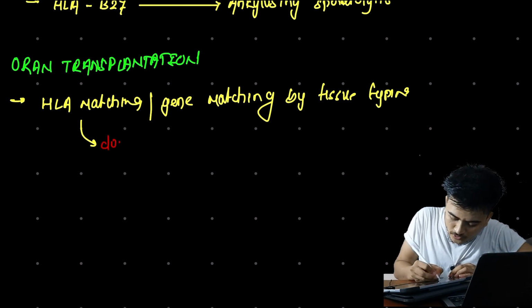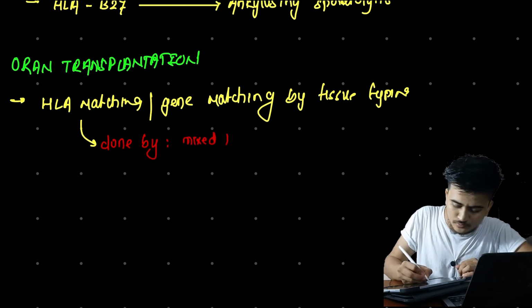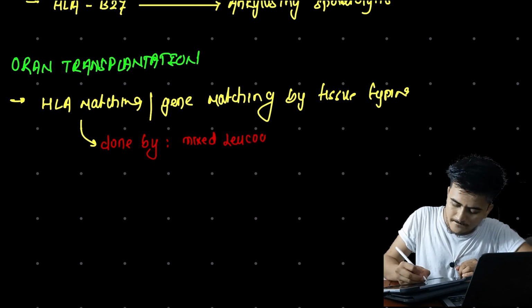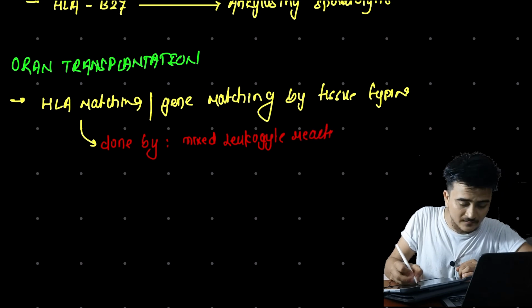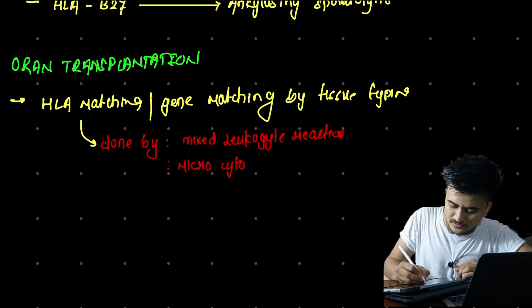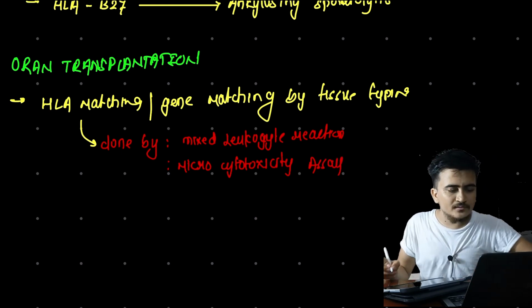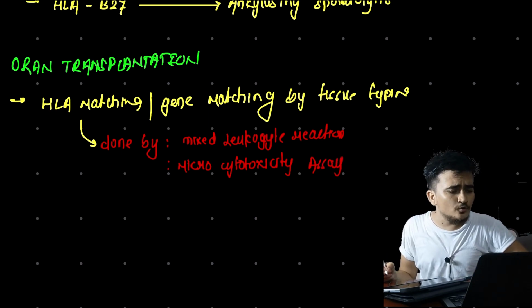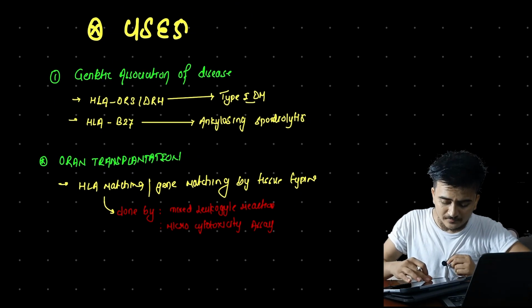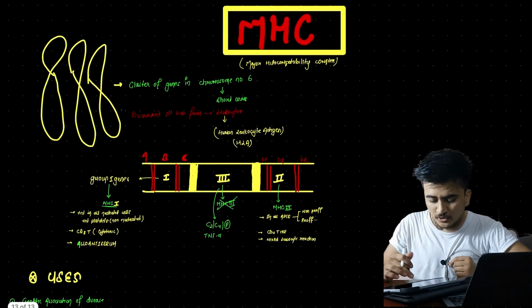How is it done? It is done by mixed leukocyte reaction, and another process is microcytotoxicity. Okay, that is what we need to know about MHC, major histocompatibility complex. That is what we need to know, and this is all about MHCs.